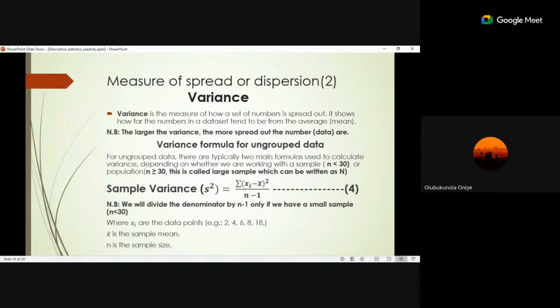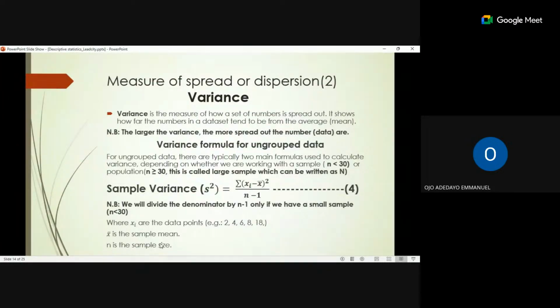If you look at this example, we have 2, 4, 6, 8, 18. This is a small sample because it is not greater than 30. Now, what you are calculating here is the sample mean. So that means 2 plus 4 plus 6 plus 8 plus 18, divided by how many observations do we have? 1, 2, 3, 4, 5. Divided by 5. So you are going to get your x bar, which is the sample mean.